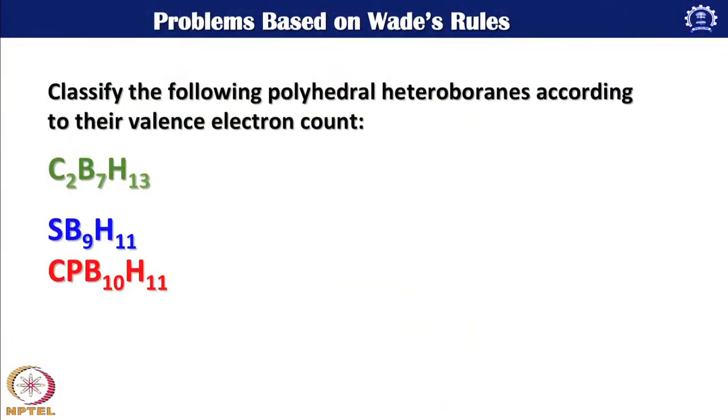Okay. So, now 3 questions are there. Classify the following polyhedral heteroboranes according to their valence electron count. Now basically if we look into the first one, 2 carbon atoms are there along with boron. That means here vertices are 7, and in case of this one, Sb9H11, vertices are 10, and in this one vertices are 12. Let us see what kind of polyhedral we can assign for these.